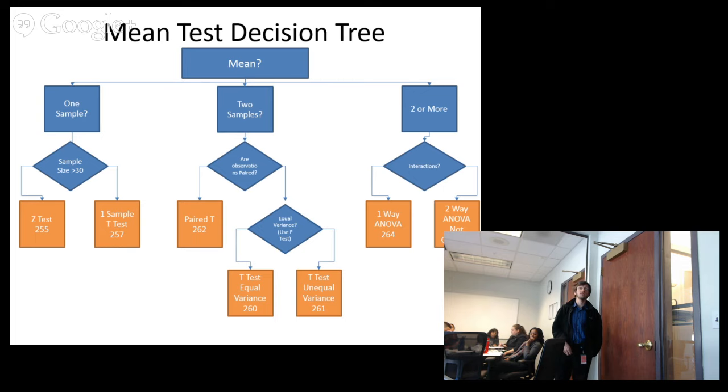So now we have our mean decision tree. The first question we're asked is, are we dealing with one sample, two samples, or two or more samples? In the case of our subway example, which is it? Two or more. Raise your hand if you think it's two or more. Raise your hand if you think it's something else. Anyone think it's something else? Do we have a consensus? Okay. Well, it turns out we actually have one sample.